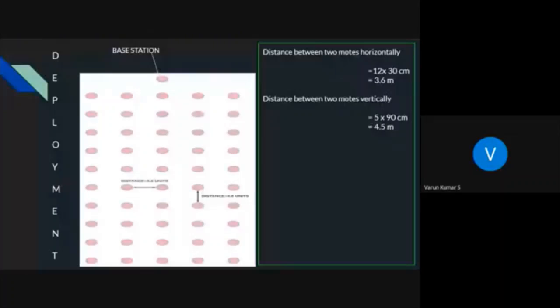So here is the deployment diagram shown in this figure. The distance between each node is 3.6 meters horizontally, and vertically, as we have seen in the previous slide, it is 4.5 meters. And the base station is connected far apart from the network.